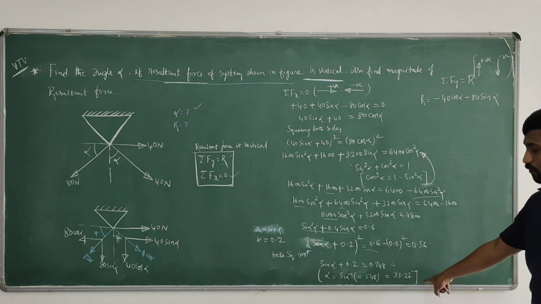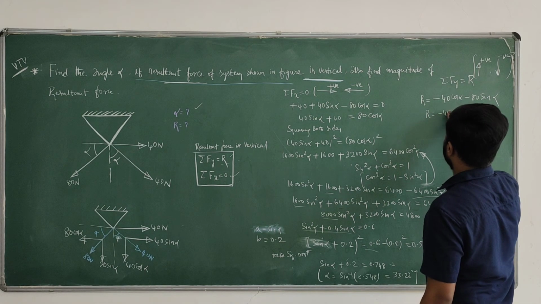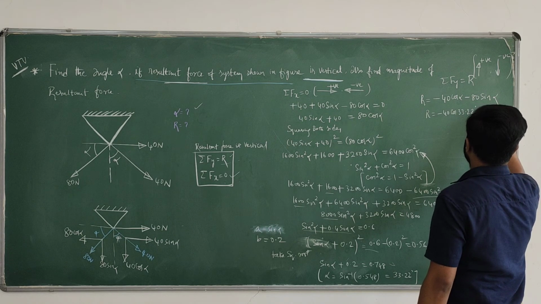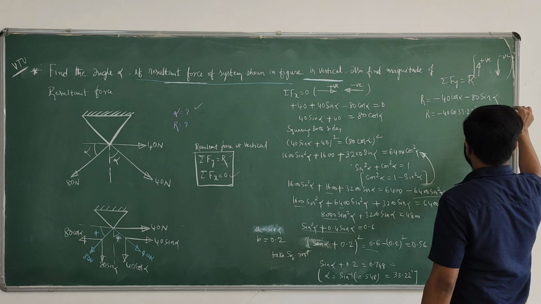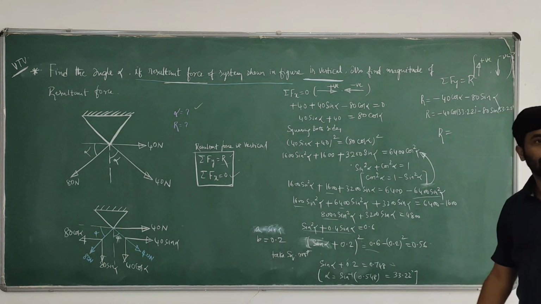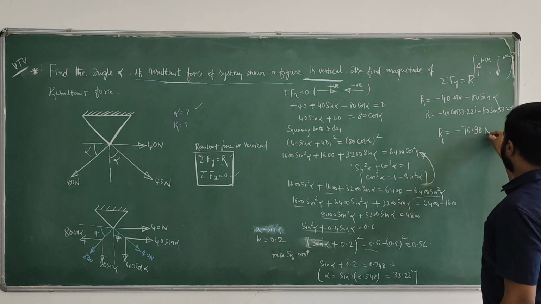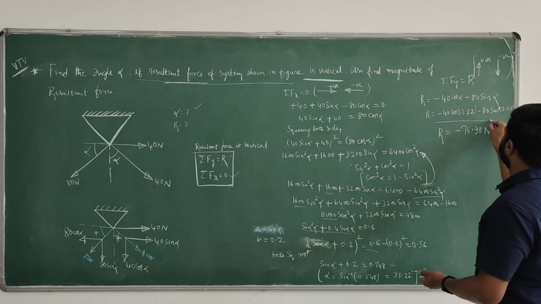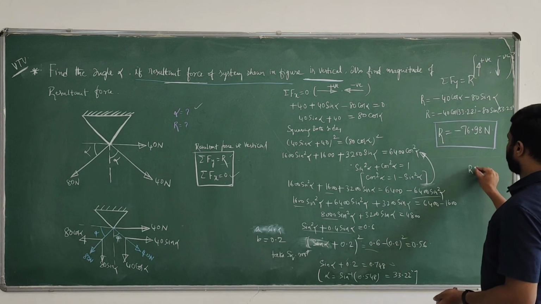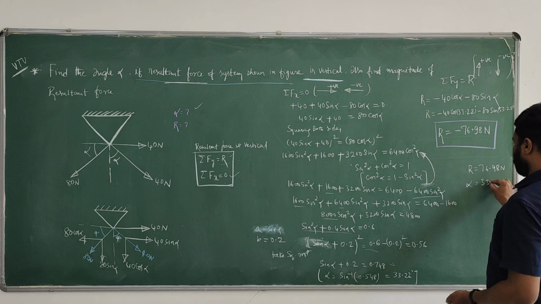But we know the alpha value. Alpha value is 33.22 degrees. So R equals minus 40 cos 33.22 degrees minus 80 sin 33.22 degrees. So finally we are getting the R value as how much? Minus 76.98 Newton. So this is the resultant. And here you can write R equals 76.98 Newton and alpha equals 33.22 degrees.